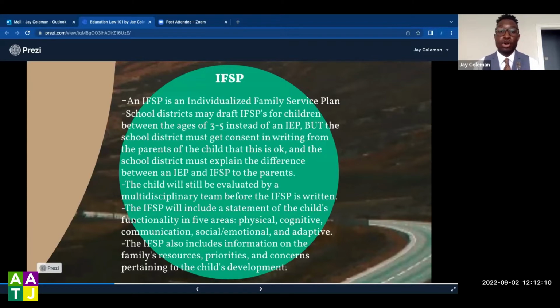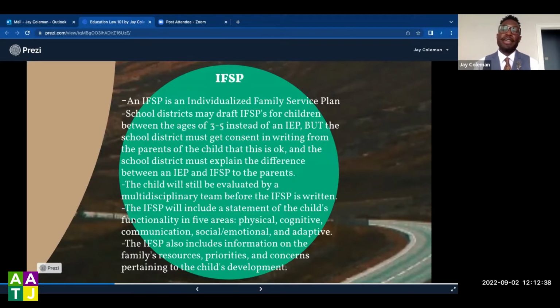Not a lot. So the plan spells out to the parents, how do I interact with my child? How do I teach my child how to talk if they're deaf? Or how do I teach my child just anything? How do I interact with this child? How do my other children interact with this child? That information will also be written in the IFSP. Your child will still be evaluated just like they would be evaluated if they had an IEP plan.